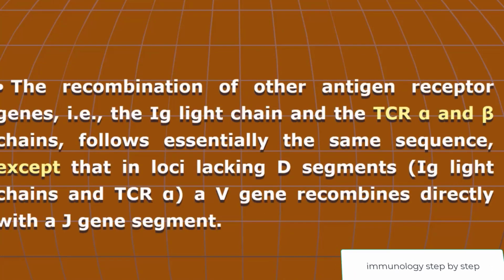The recombination of other antigen receptor genes, the Ig light chain and the TCR alpha and beta chains, follows essentially the same sequence, except that in loci lacking D segments, the Ig light chain and TCR alpha chain, V recombines directly with a J gene segment.